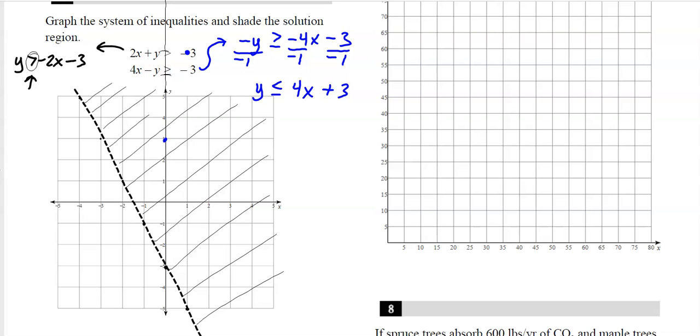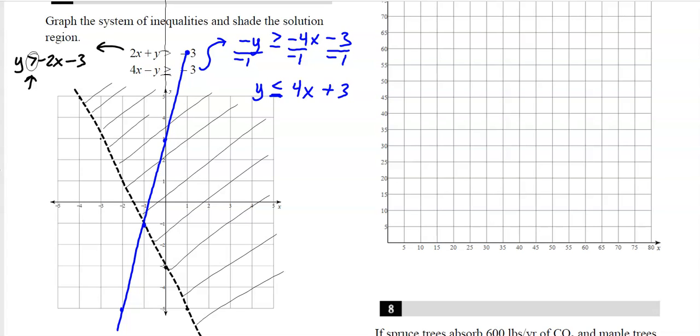But you really could just go down the other direction. If you're going up 4 right 1, go down 4 left 1, down 4 left 1. And now I have a line. It does have the equal to bar, so it's going to be a solid line. So this line is going to be solid, not dotted.